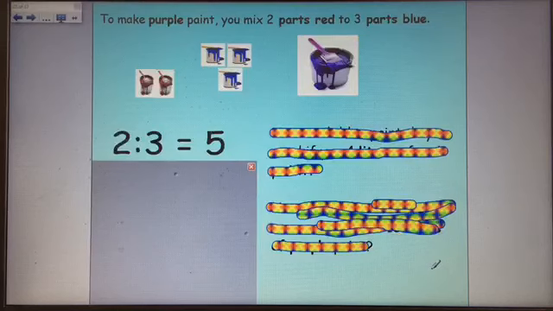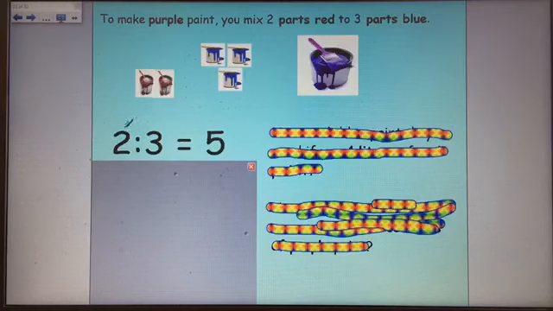Well, the first thing you're probably thinking of if you've not come across this before is what do we mean by parts? Well, parts means anything, any unit of measure. So let's just say, for example, a part is a milliliter to start with. That means if you mix 2 milliliters of red with 3 milliliters of blue, you get 5 milliliters of purple, and you can see the ratio there of 2 to 3.